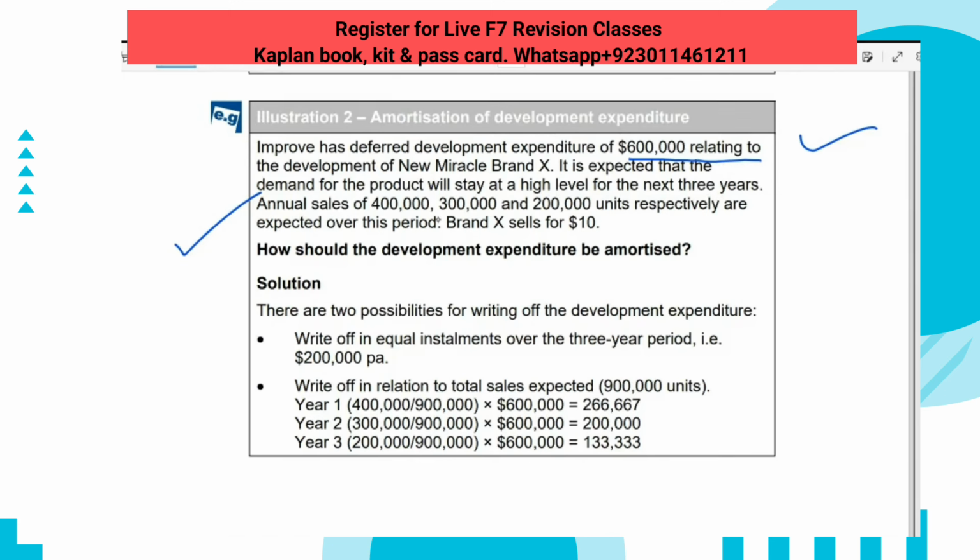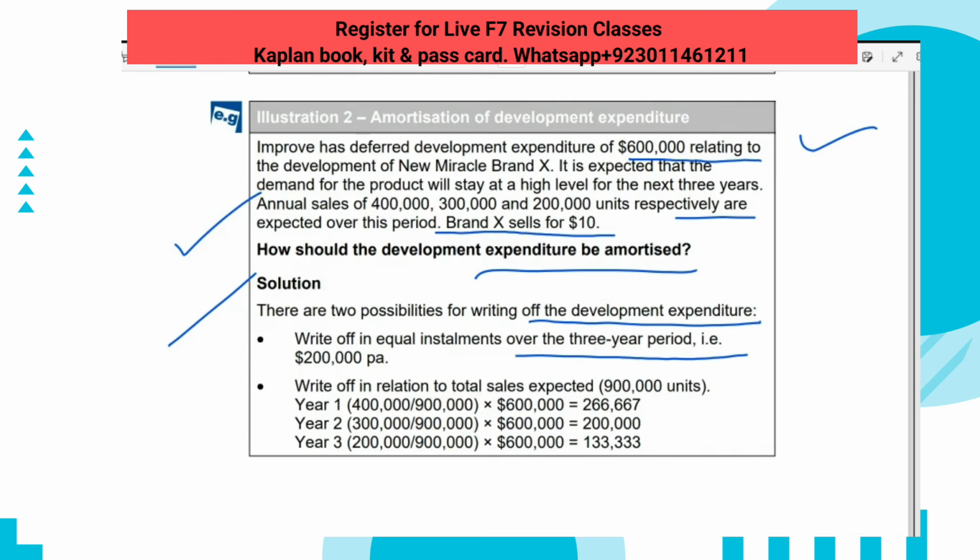How will the expenditure be amortized in the books of account? We just read through. Improve has deferred development expenditure of 600,000 relating to the development of a new Miracle brand X. It is expected that the demand for the product will stay at a high level over the next 3 years. Annual sales of 400,000, 300,000 and 200,000 units respectively are expected over the period. X sells for sterling 10. How should the development expenditure be amortized? This is the way you will amortize in the books of accounts. There are two possibilities of writing off the development expenditure.